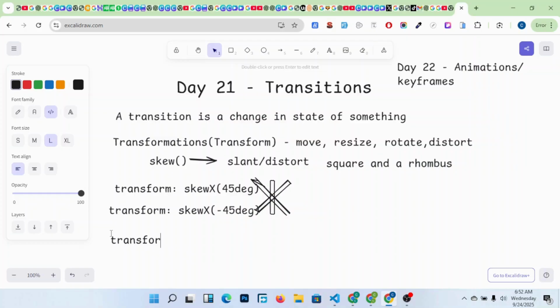Transform. And I say transform skew. Then I come and say maybe y. Then I come here and say 15 degrees. 15 degrees. Okay?